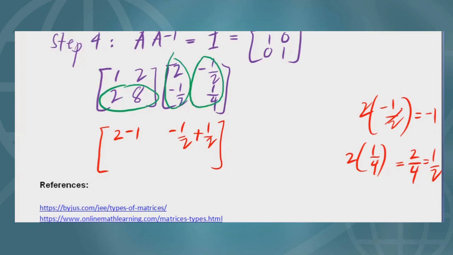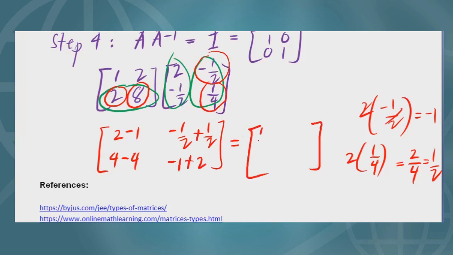Then next, we need to multiply the second row to each of the columns of the second matrix. So let us distribute first. 2 times 2 is 4. Then 8 times negative 1/2 is negative 8 divided by 2, which is negative 4. Then 2 times negative 1/2 is negative 1. And then 8 times 1/4 is 8 divided by 4, which is positive 2. Then solve them. Combine. 2 minus 1 is 1. Negative 1/2 plus 1/2 is 0. 4 minus 4 is 0. Negative 1 plus 2 is 1.